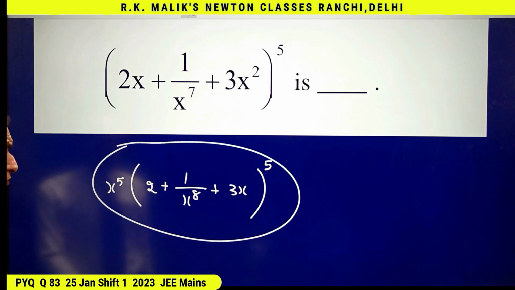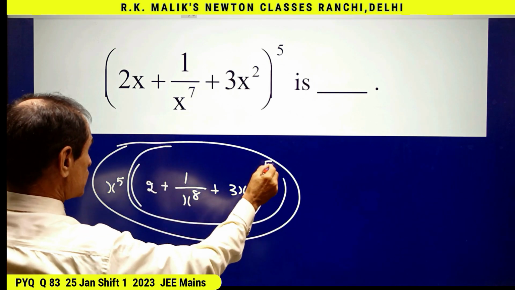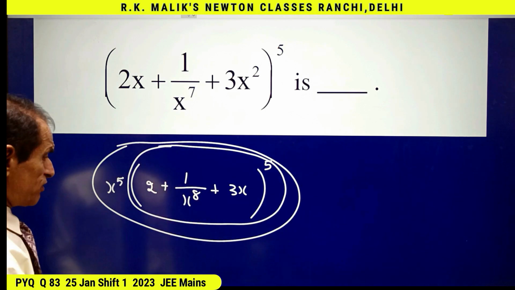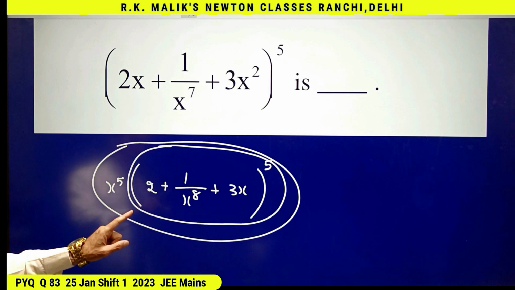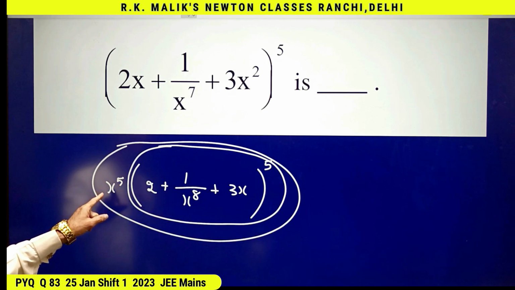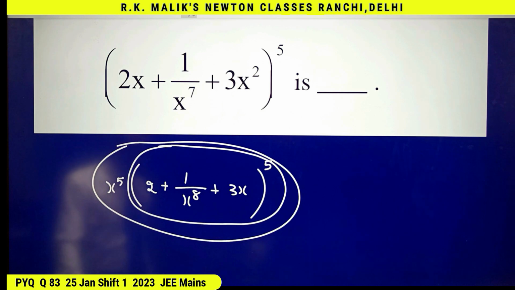Now constant term in the expansion of this means you have to find the coefficient of x to the power minus 5 in the expansion of this, because the term which will be containing x to the power minus 5, when that term will be multiplied by this, you will be getting constant term.